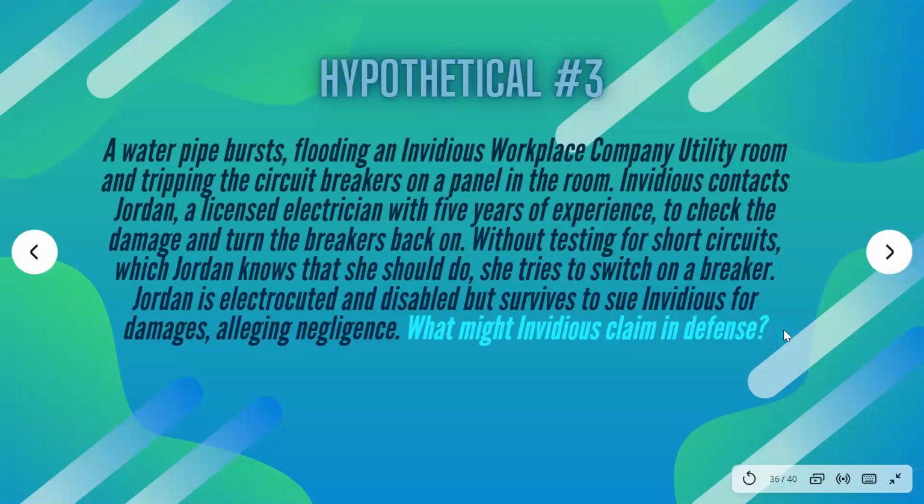So even if she was able to prove they owed her an additional duty, she is really the one with the above average intelligence. Remember, I talked about that when we talked about duty owed even. And so she should have known better. Questions about that one?